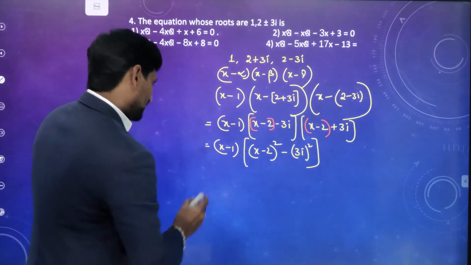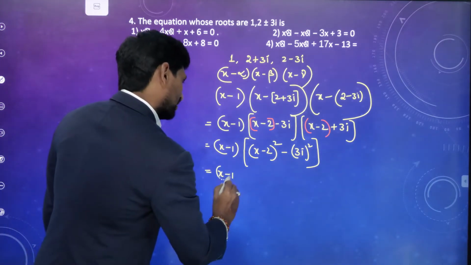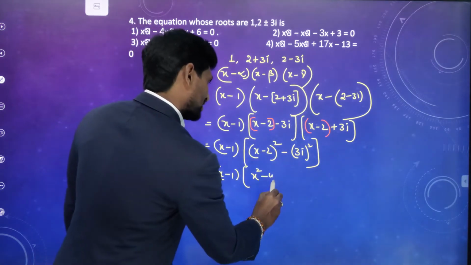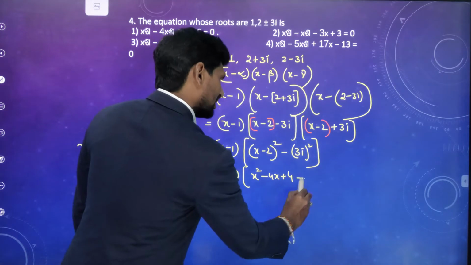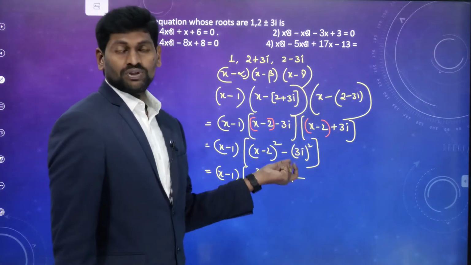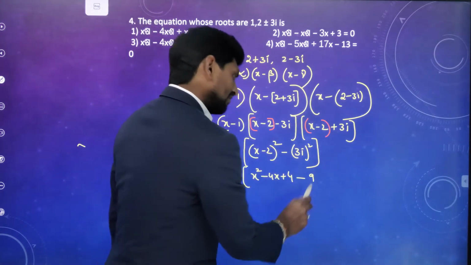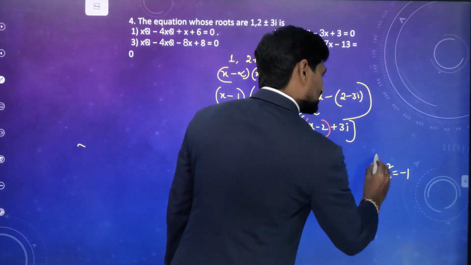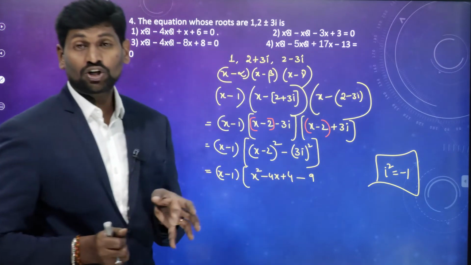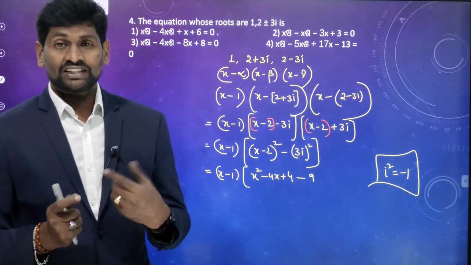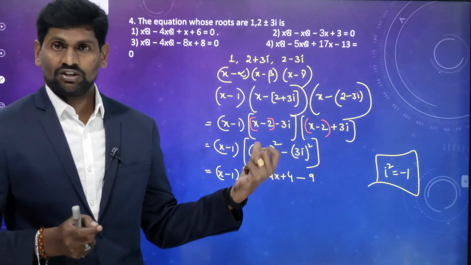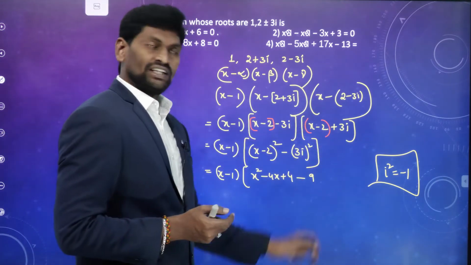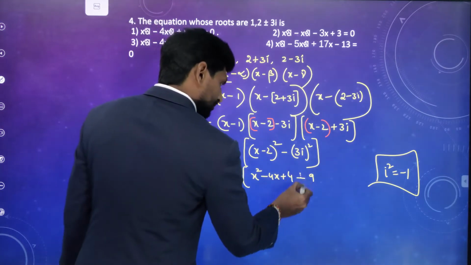Okay? Right. So x minus 1 into, this is in the form of a minus b whole square again. So a square minus 2ab plus b square, here minus 3i whole square, 3 square is 9, i square value is minus 1. You will get this concept in complex numbers, okay? So we'll discuss in detail how the i square value becomes minus 1. Until then, just remember the value. So 9 into minus 1, plus 9.